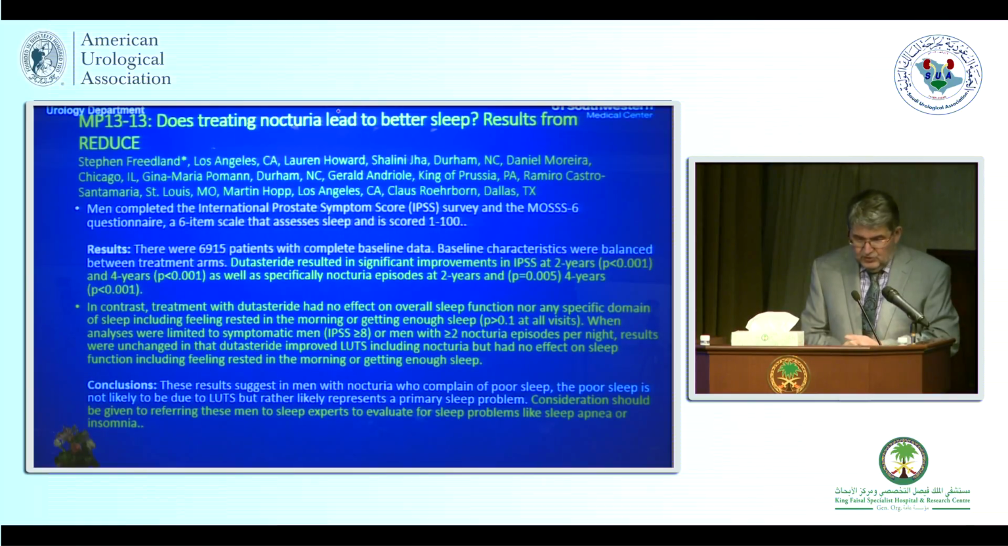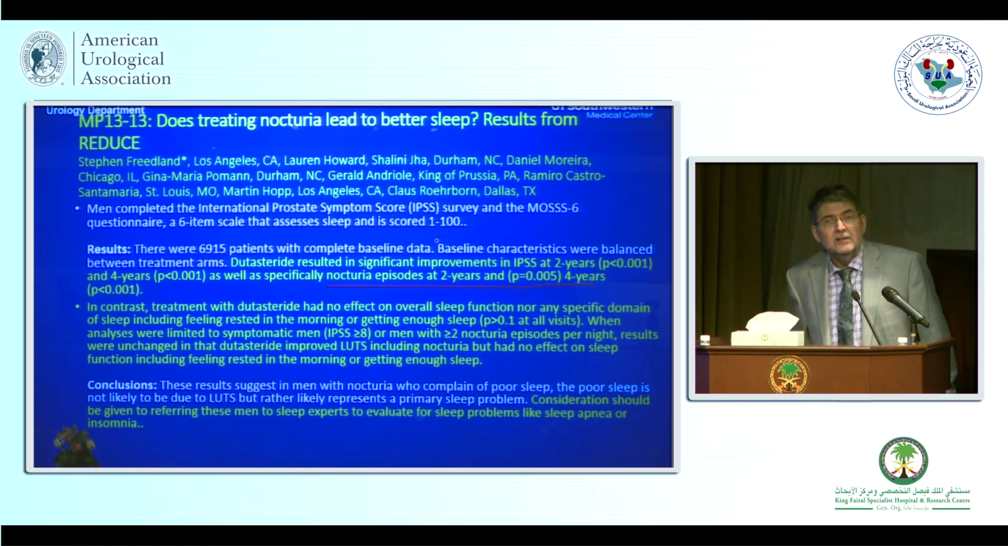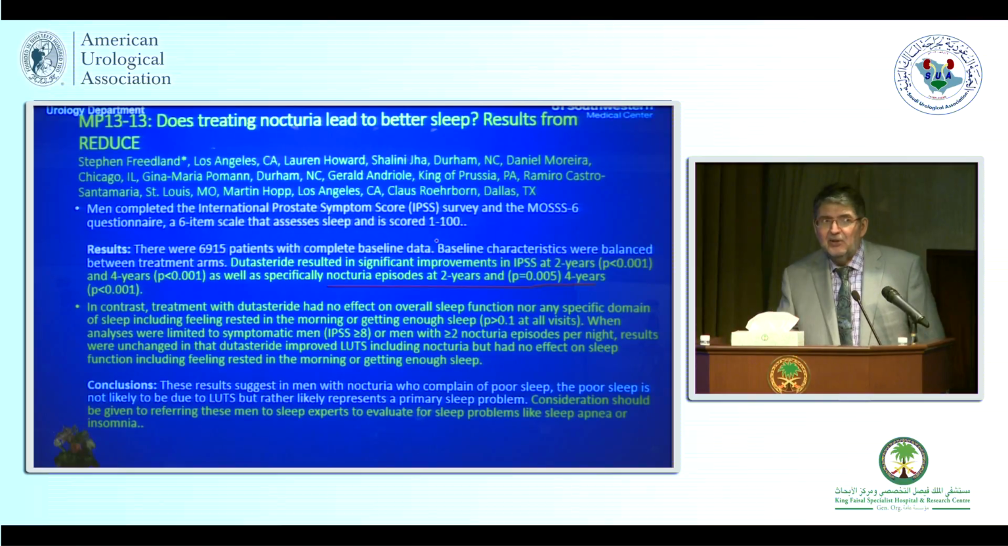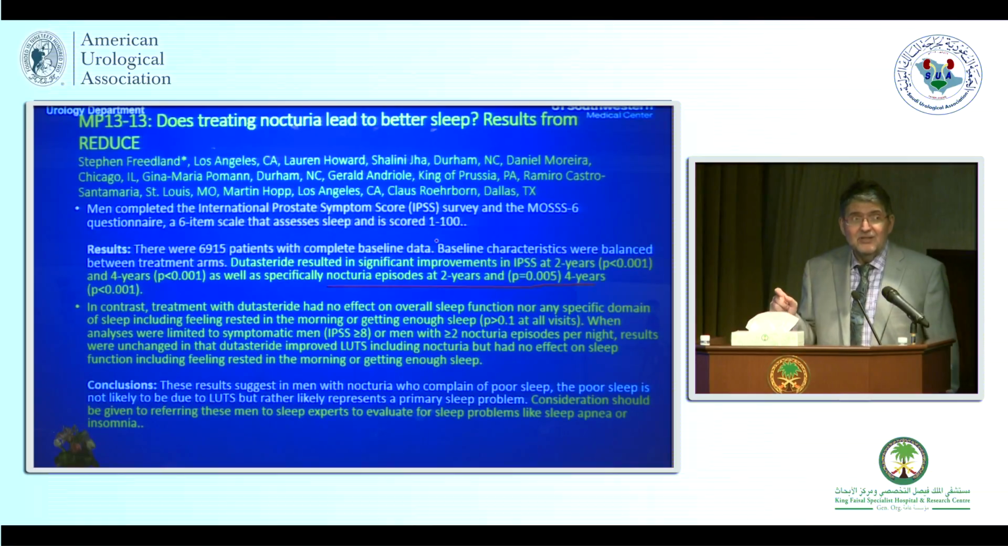It's a sleep questionnaire. In the REDUCE trial, keep in mind this is a prostate cancer prevention trial, dutasteride resulted in improvement in symptoms, and specifically it improved nocturia episodes with a very low p-value. Now that you heard my first talk about p-values, I assure you the p-value is very low here not because the effect size is so great, but because the patient numbers are so high. It's 4,000 patients in the REDUCE trial. That's why the p-value shows so many zeros, not because it was a great effect.